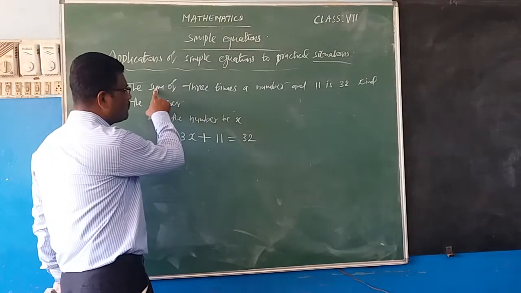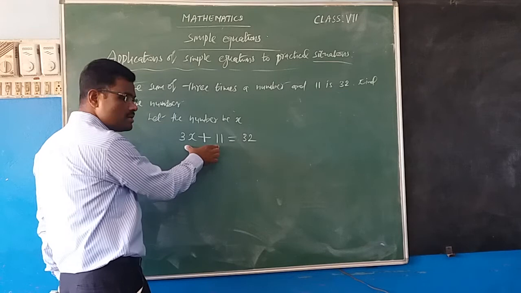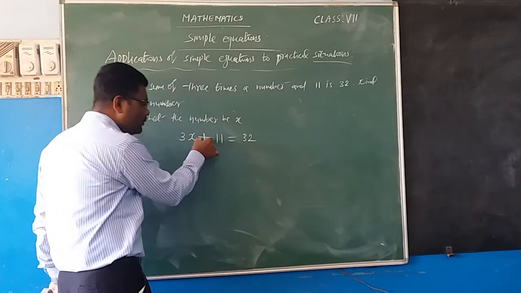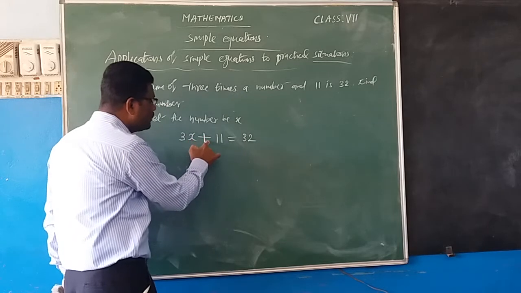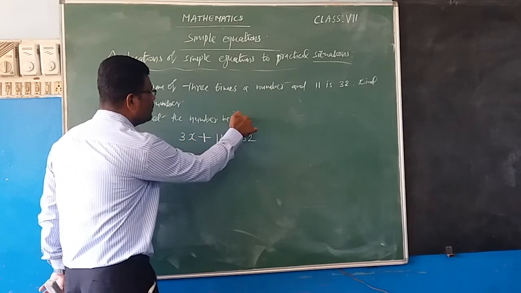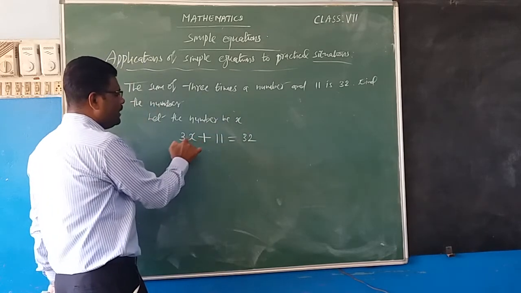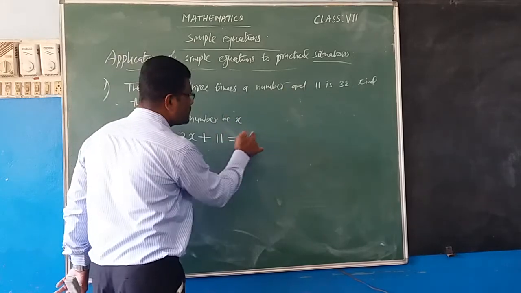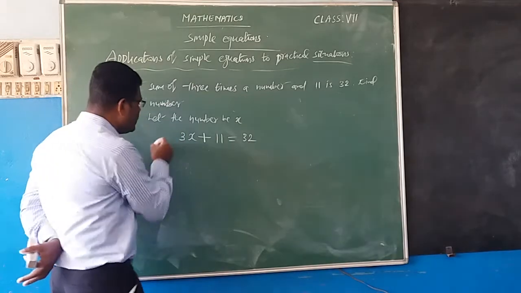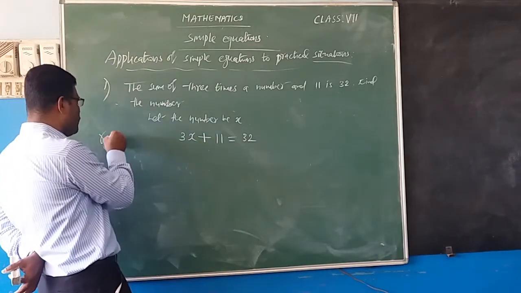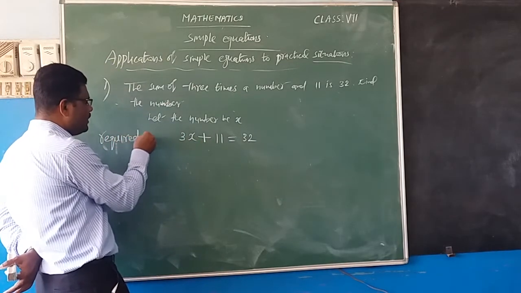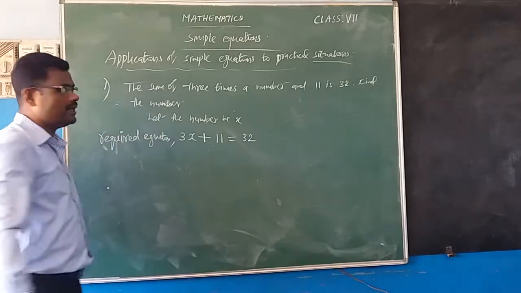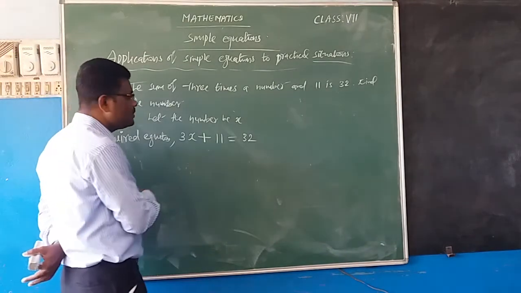Sum of, there will be 2 terms. We need to add. Suppose it is the difference of, we need to write minus. Sum of 3 times a number and 11 gives, or is, 32. This is the given equation, or the required equation. Understood? The required equation is 3x plus 11 is equal to 32.